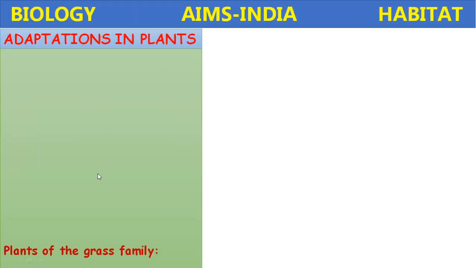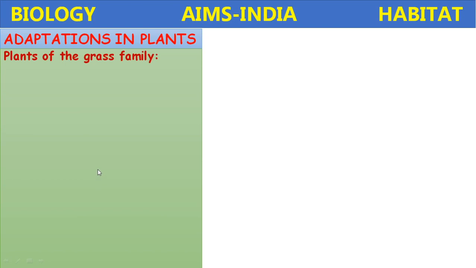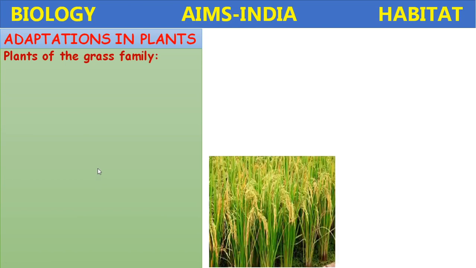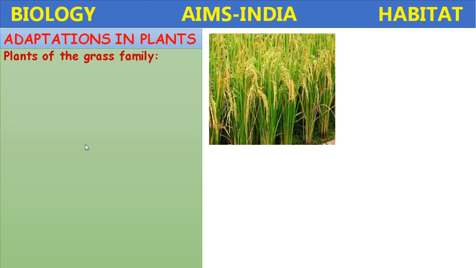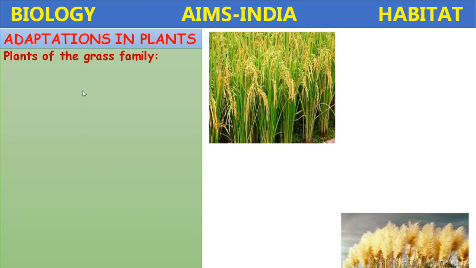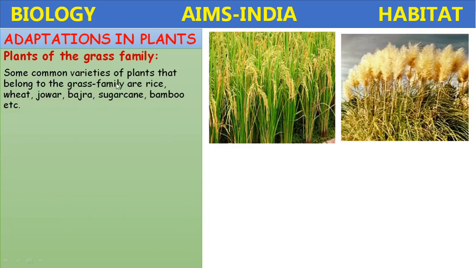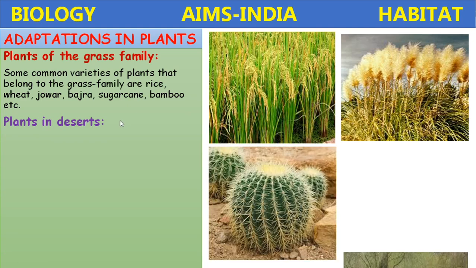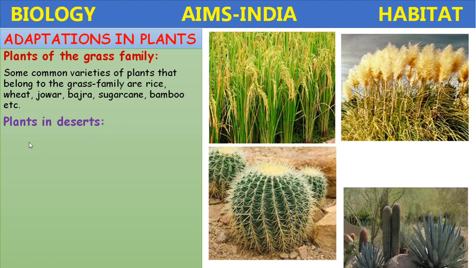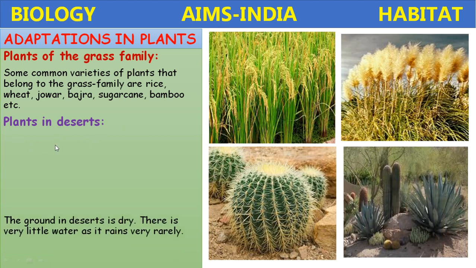Next, adaptations in plants. Plants of the grass family. Most of the food crops belong to this grass family. Cereals belong to this grass family. Some common varieties of plants that belong to the grass family are rice, wheat, jowar, bajra, sugarcane, bamboo, etc. The plants which grow in water-scarce areas, such as deserts, are called desert plants or xerophytes.